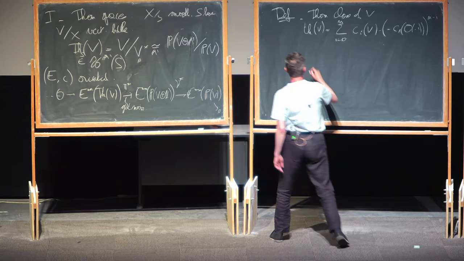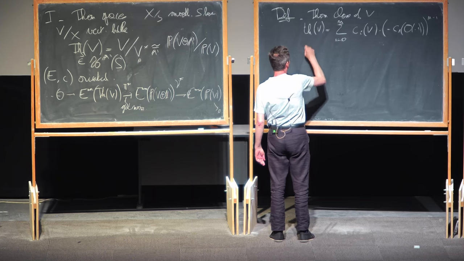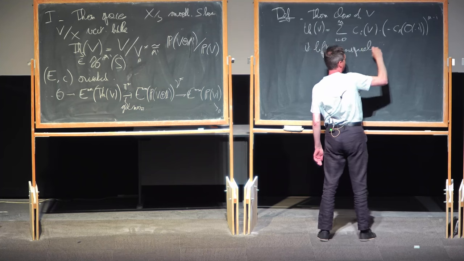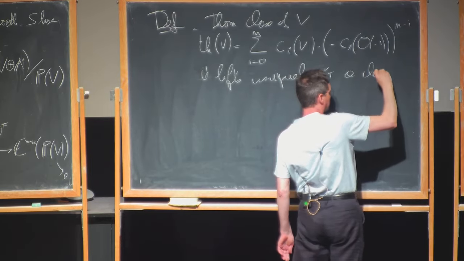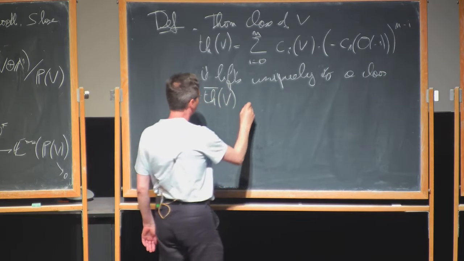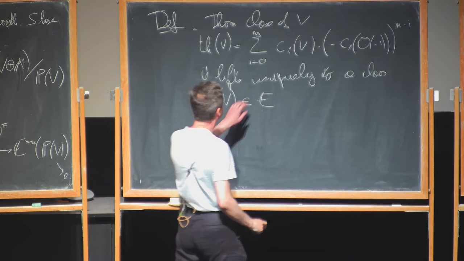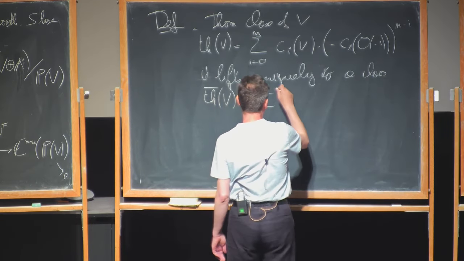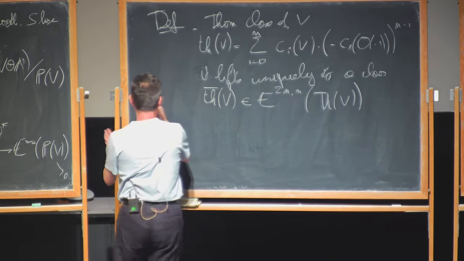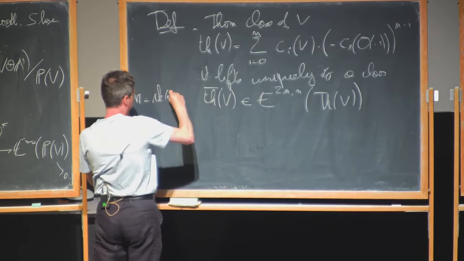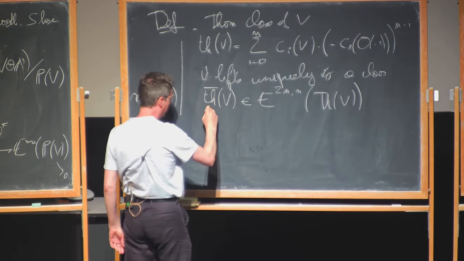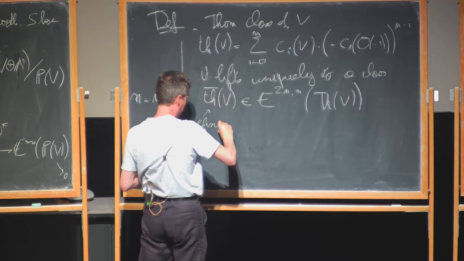So actually, this class lifts uniquely to a class that I can denote by tom bar V, which lives in degree 2n, n of Tom of V, where n is the rank of V. So sometimes the name for this is the refined Tom class.